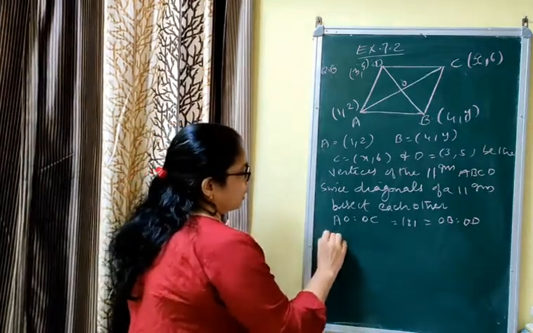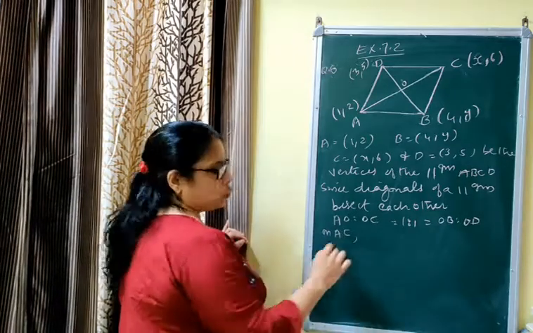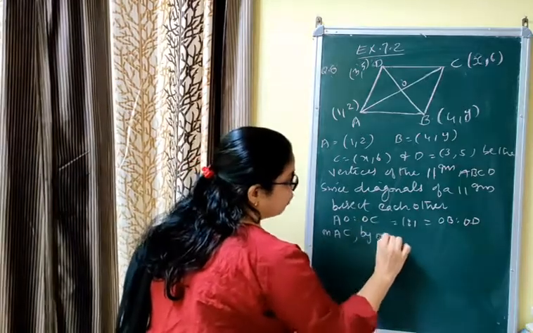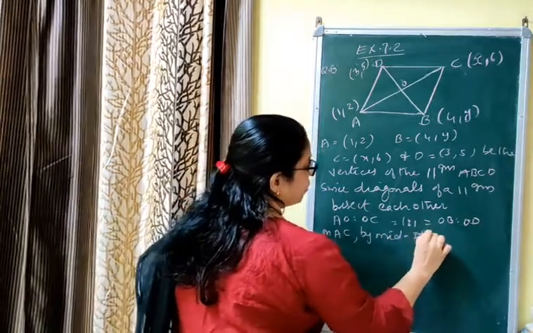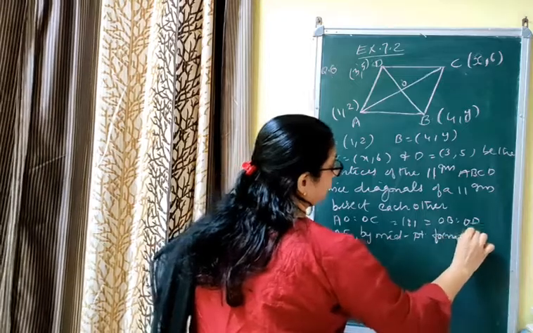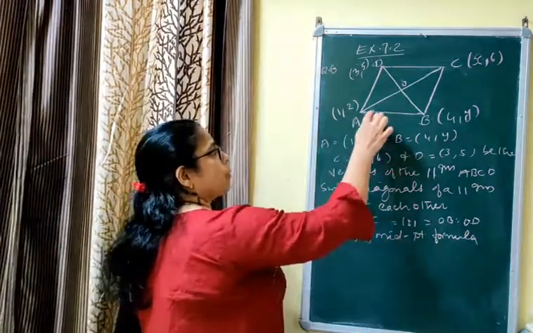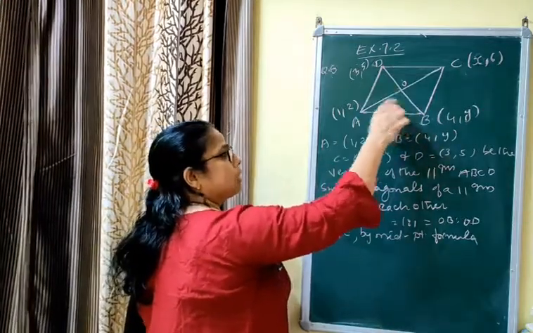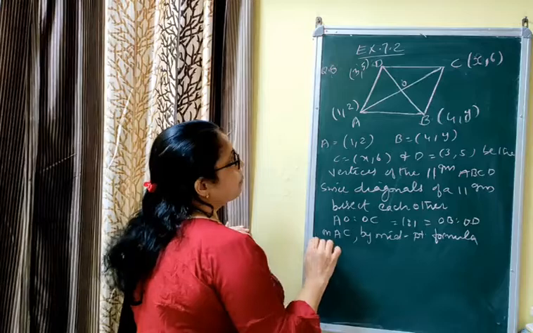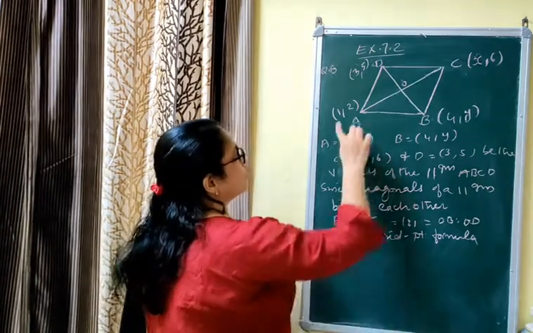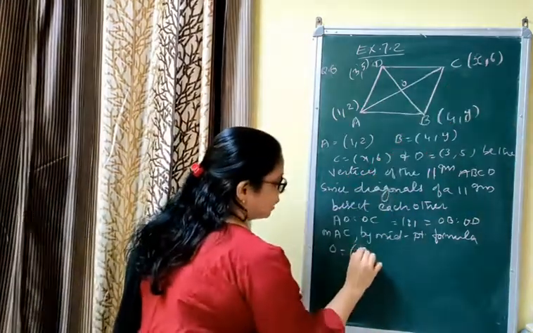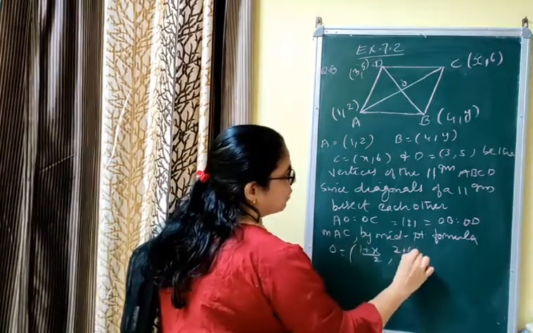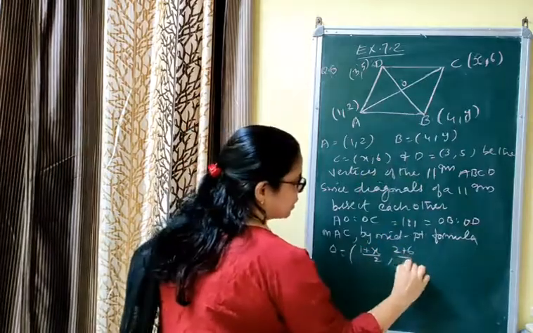Now on AC, since the ratio is 1:1, which formula can you use? Midpoint formula. By midpoint formula, first of all, we are going to find O from A and C. Then we will find the coordinates of O from B and D. Then we will equate. On AC, by midpoint formula, the coordinate of O is equal to x1 plus x2 by 2, that is 1 plus x by 2. Second is y1 plus y2 by 2, 2 plus 6 by 2.